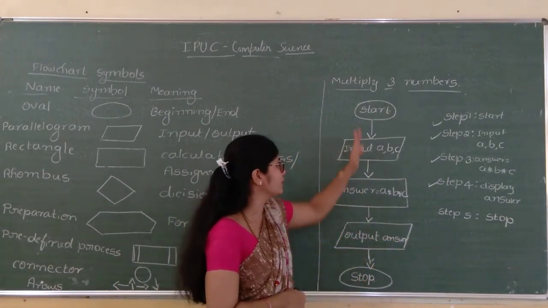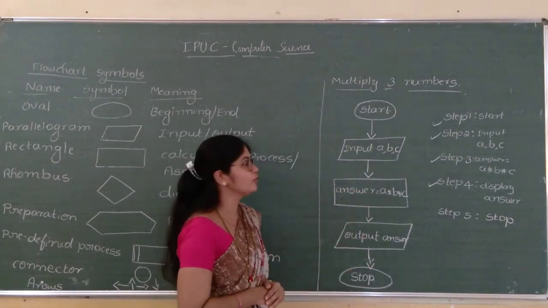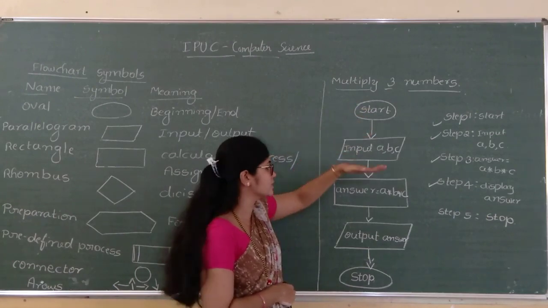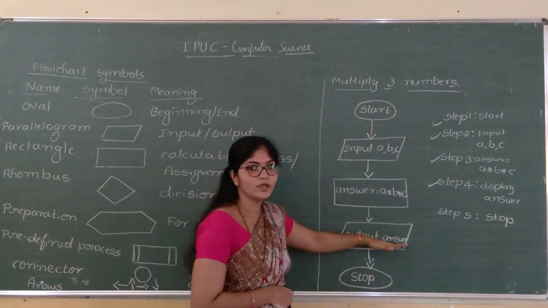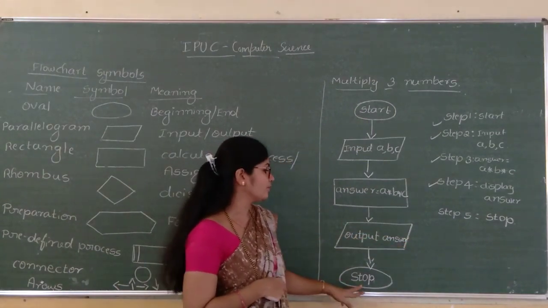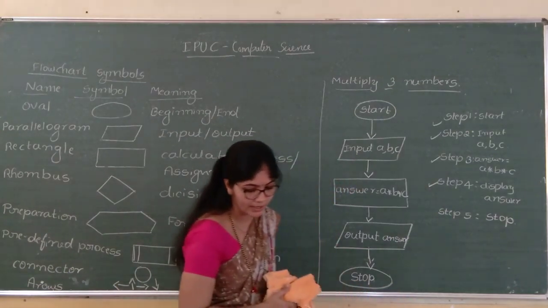Next stop. Here we have used arrows, down arrows, that show the control flow. First start, next input is given, next the answer is obtained. In the fourth step the answer is displayed, the user gets the answer. Next stop. So this is the flow chart to multiply 3 numbers.